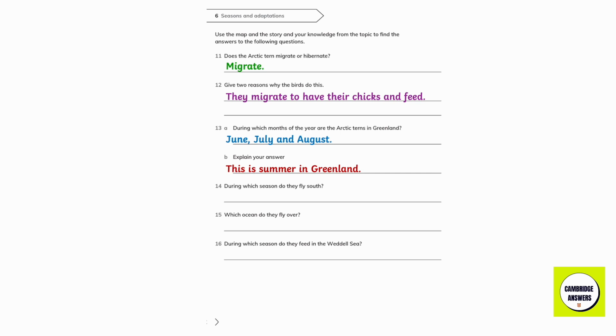During which season do they fly south? Autumn. Which ocean do they fly over? The Atlantic Ocean. During which season do they feed in the Weddell Sea? Summer in the southern hemisphere, December to February.